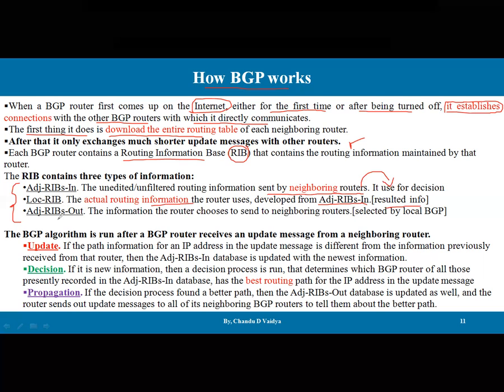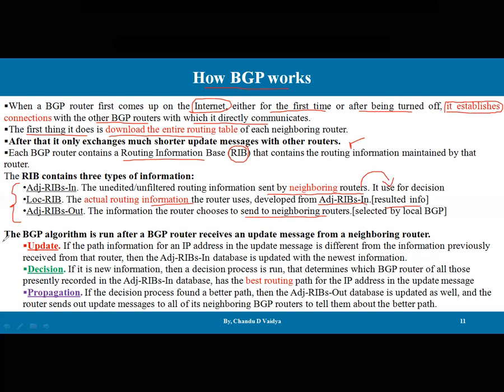And third is the Adj-RIB-Out, the adjacent RIB out: the information that the router chooses to send to the neighbor routers, which is selected by the local BGP. So whatever information is available with that router, learned and selected by the local BGP, is going to be sent to the neighbor routers.